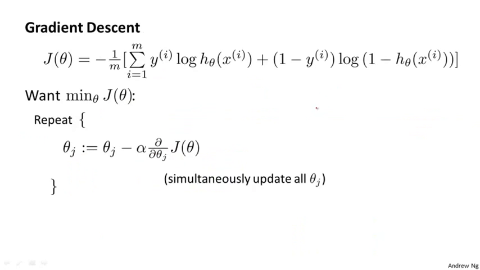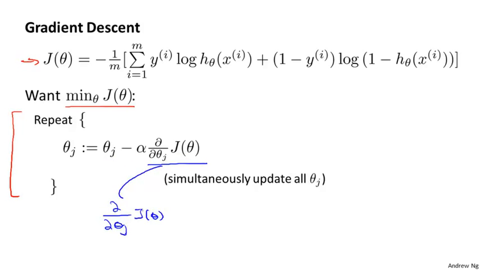The way we're going to minimize the cost function is using gradient descent. Here's our cost function, and if we want to minimize it as a function of theta, here's our usual template for gradient descent, where we repeatedly update each parameter as itself minus the learning rate alpha times this derivative term. If you know some calculus, feel free to take this term and try to compute the derivative yourself and see if you can simplify it to the same answer that I get.